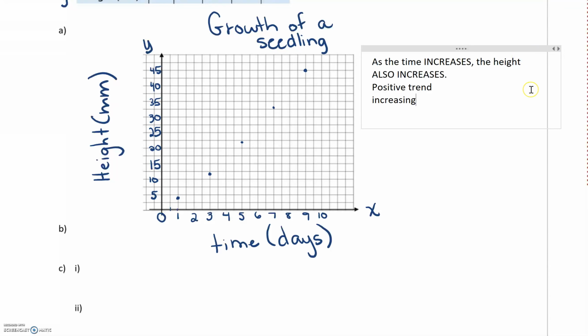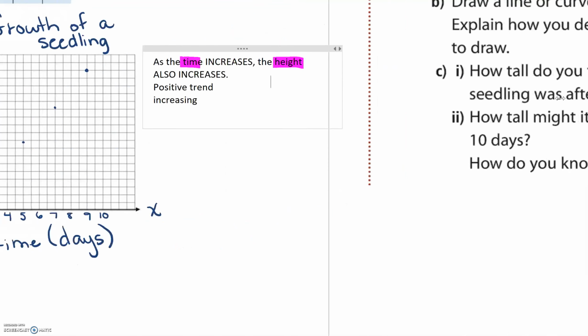But what we're really looking for is this top part right over here. This is what we're looking for when we ask you to describe a trend. So it's very important that you do write that in. And we need both axes in there, so both variables, time and height. And we also want the words increasing and/or decreasing. But in this case, it's definitely increasing. So let's take a look at what question B is.